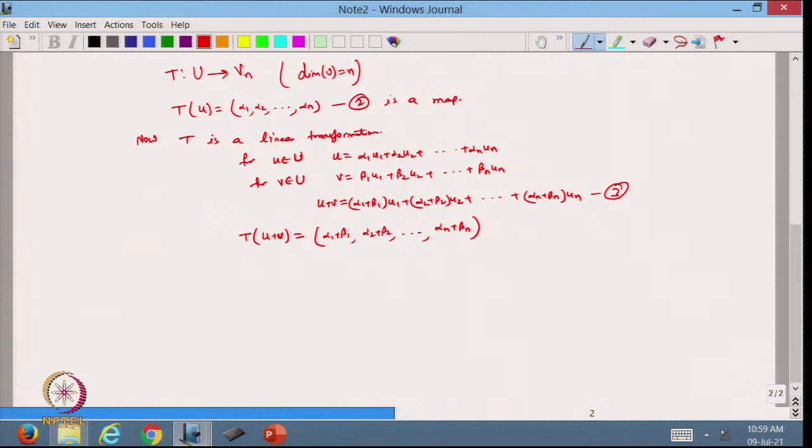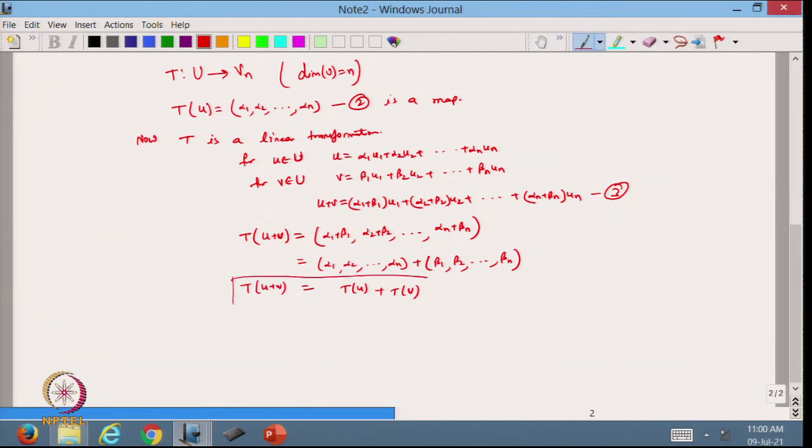Now from here I can write this vector summation as (alpha 1, alpha 2, ..., alpha n) plus (beta 1, beta 2, ..., beta n). And this I know is equal to T of u plus T of v, because if I define T of v, this is equal to (beta 1, beta 2, ..., beta n). So from here I got this.